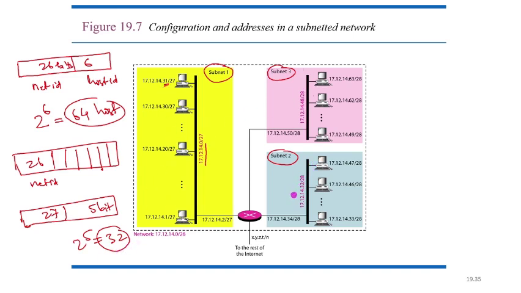Similarly, in this case, subnet 2 and 3 are given. So in that case, the address is considered to be like here.